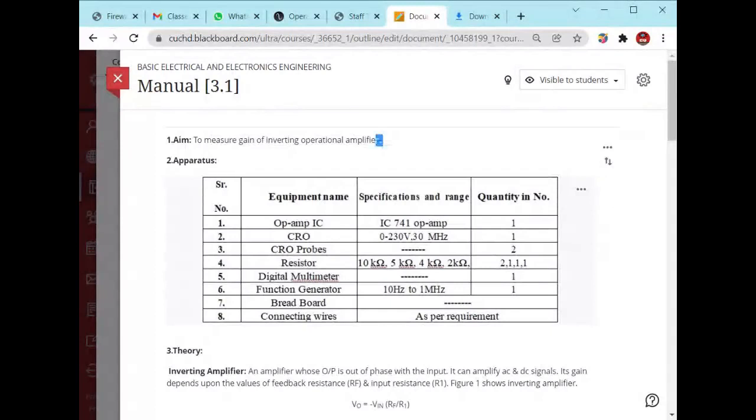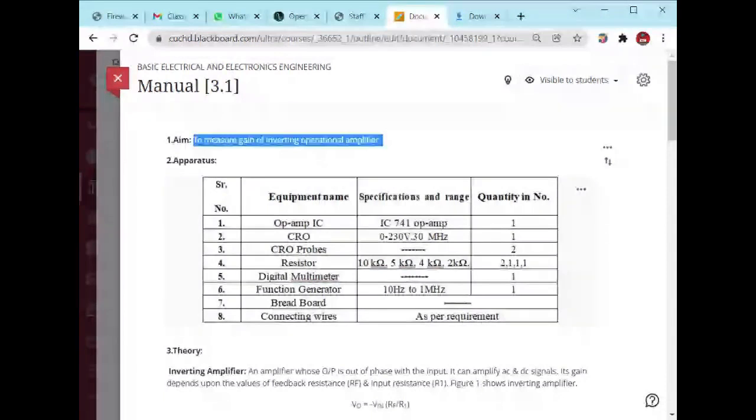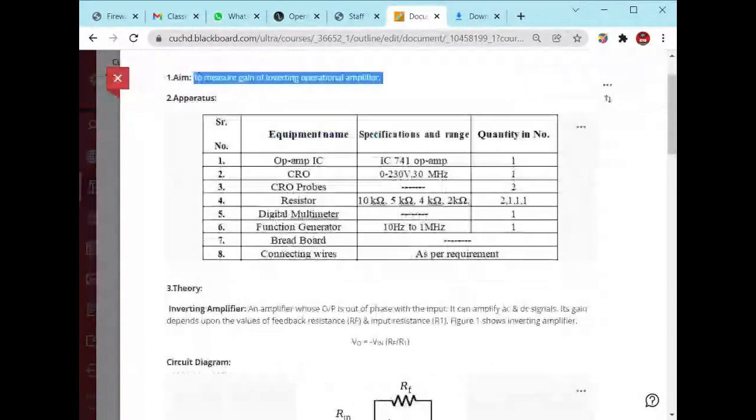Today's lab session is to measure the gain of an inverting operational amplifier. To measure this gain, you first have to understand what an operational amplifier is and how you can find out the gain for an operational amplifier.